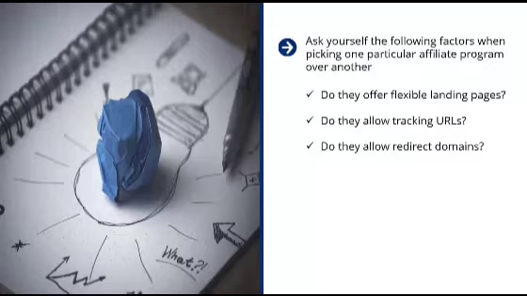Also, you don't want your end users to see a long link when they put their cursor over a link. This is a turnoff. Make sure you're allowed to use redirect links to clean up and hide long affiliate URLs. How much does the program pay?